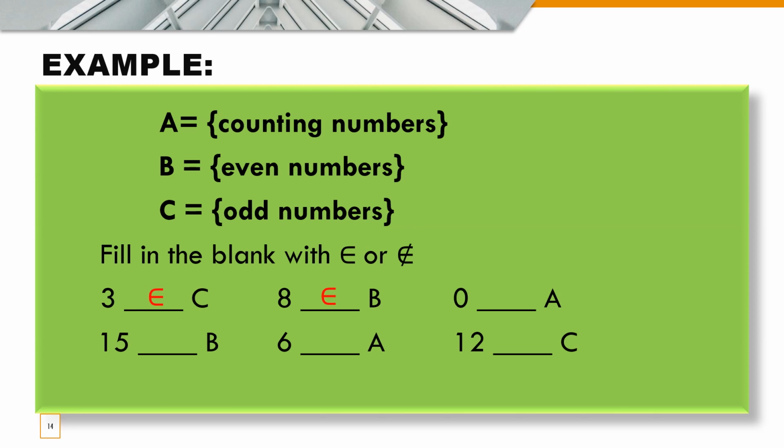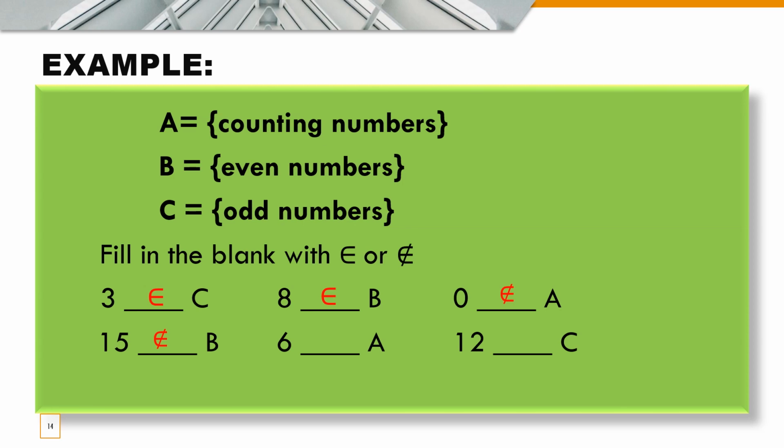What about B? What about this one? 8 blank B. Set B. Is 8 an even number? Right. 8 is an element of B. What about this one? Is 0 an element of counting numbers? Very good. It's not an element because 0 is not a counting number, but rather it's a whole number.